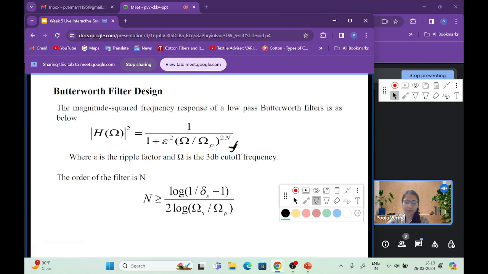Okay, and if we want to find the order, this is very important, every question will ask you to find the order of the filter. That can be found by this equation: n must be greater than or equal to log of square root of 1 by del s squared minus 1, divided by log of omega s divided by omega p, where omega p is the pass band frequency and omega s is the stop band frequency, and del s is the attenuation in the stop band.